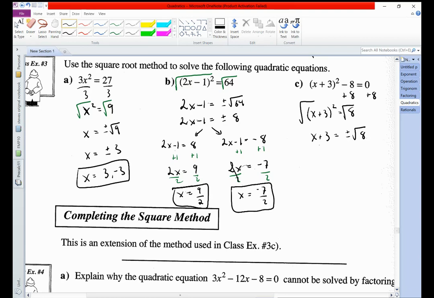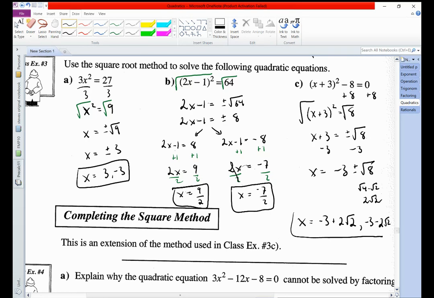Then we can just subtract 3 from both sides. Now we have x is equal to negative 3 plus or minus root 8. My pen's a bit laggy today, I apologize. Then we can reduce that root 8 to root 4 root 2, or 2 root 2. So x is now going to be negative 3 plus 2 root 2, and negative 3 minus 2 root 2. Those are our two values right there.